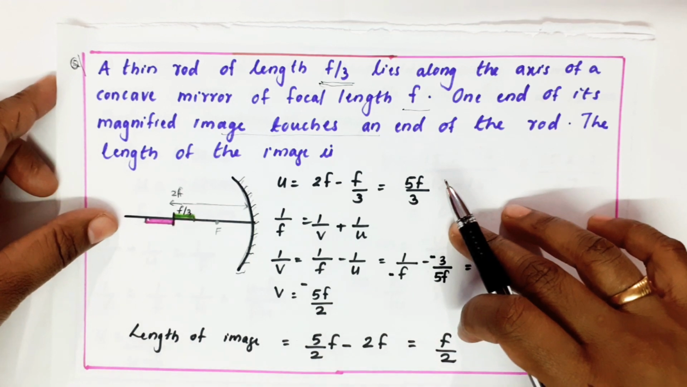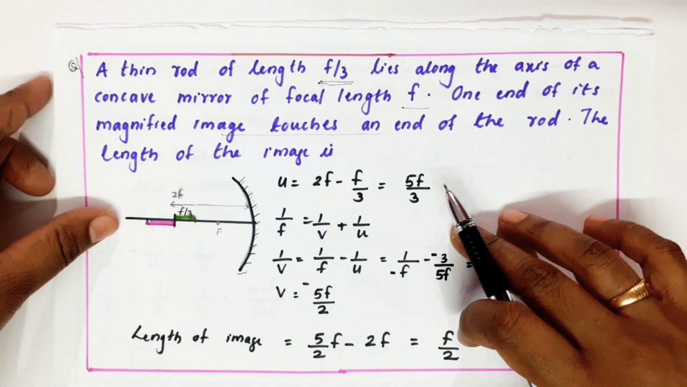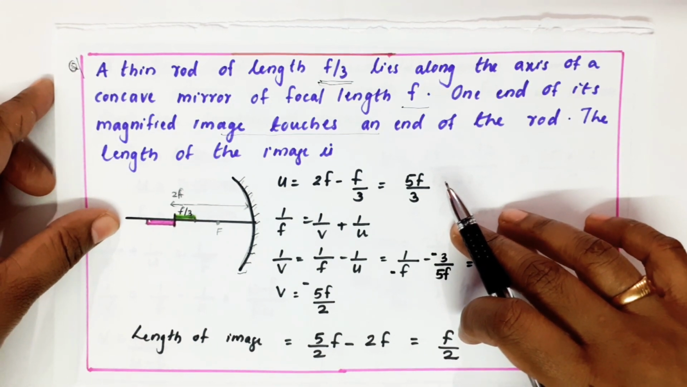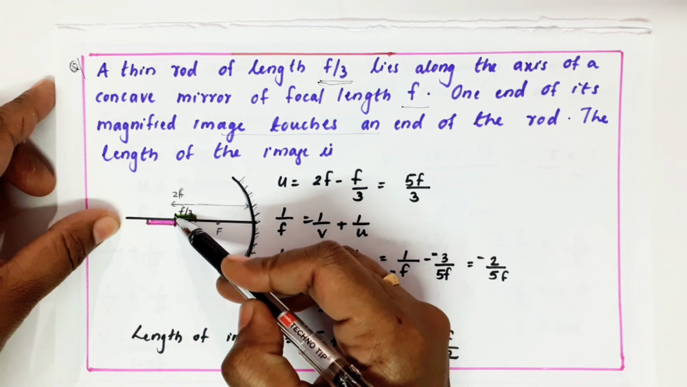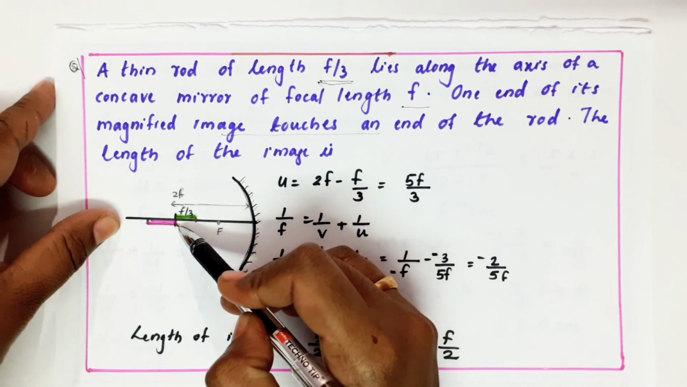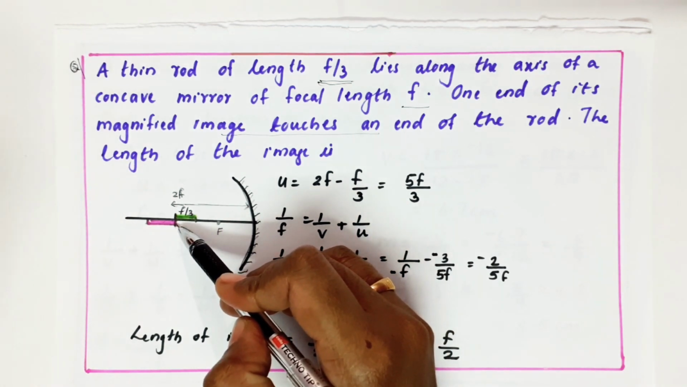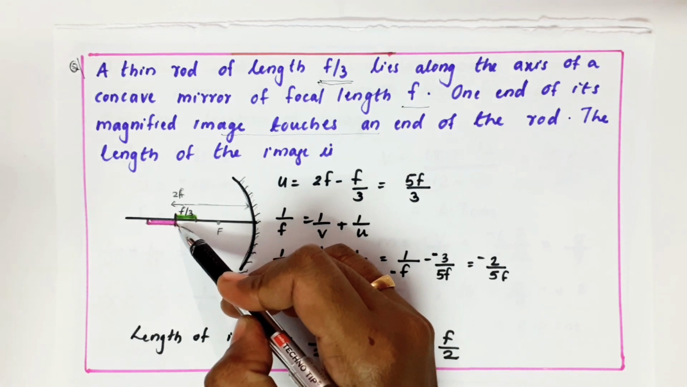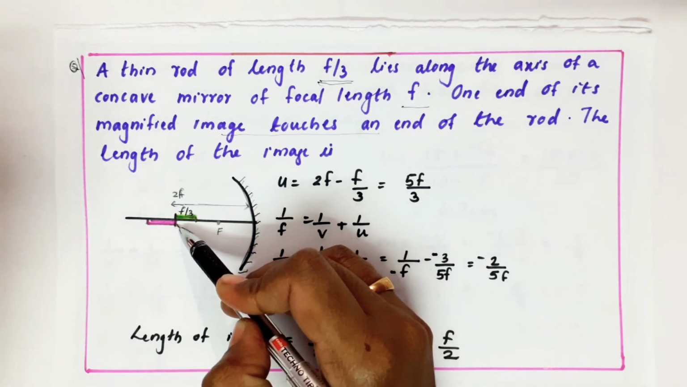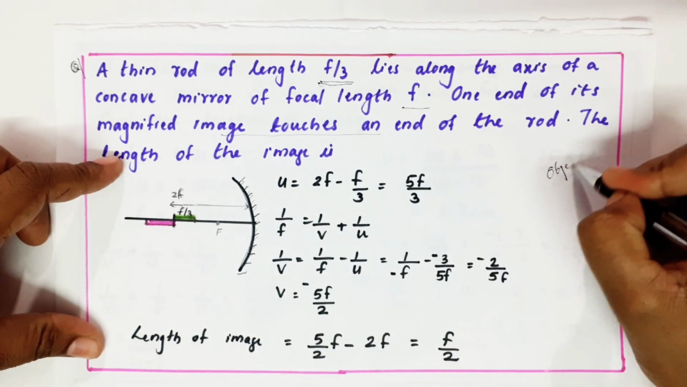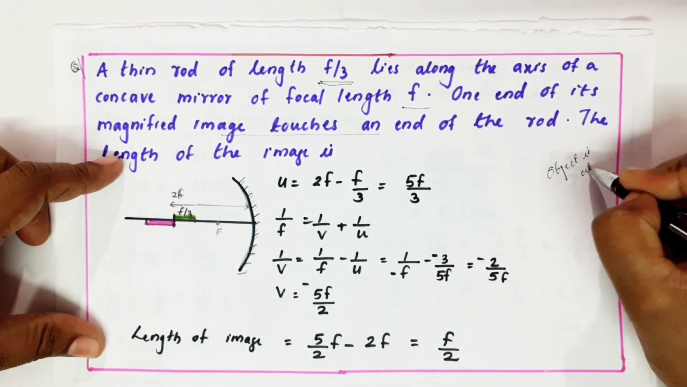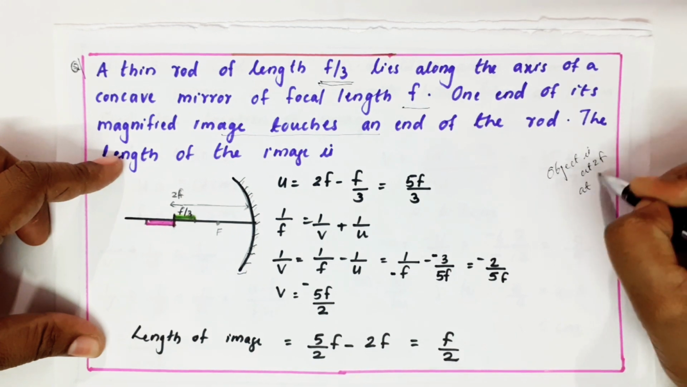Okay, so I need to find the length of the image. You should understand the main thing: when the object is at this distance, the image is also formed at the same point. You have to go to the ray diagram and see at which point we get the image and object at the same place. We get that only when the object is at 2f, that is, at C.